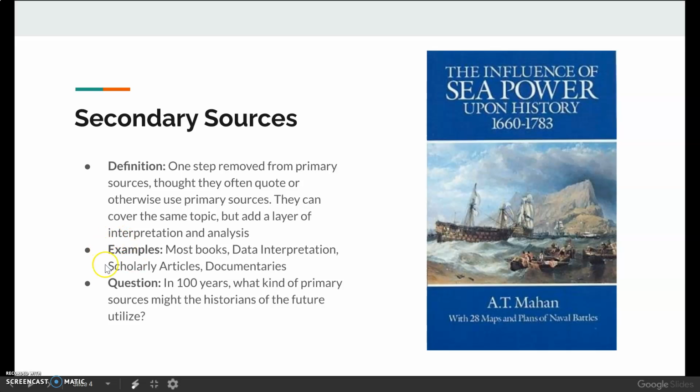Some examples of secondary sources are most books, data interpretation, so a lot of graphics are a secondary source, and scholarly articles, probably my favorite secondary source. I really like reading scholarly articles. And many documentaries can be considered secondary sources as well. You can also tell me in your work, what's your favorite historical documentary. You can even say, to a certain extent, some docudramas, when they use a lot of historical work to make the docudrama pretty effective, you could even say that's a secondary source.